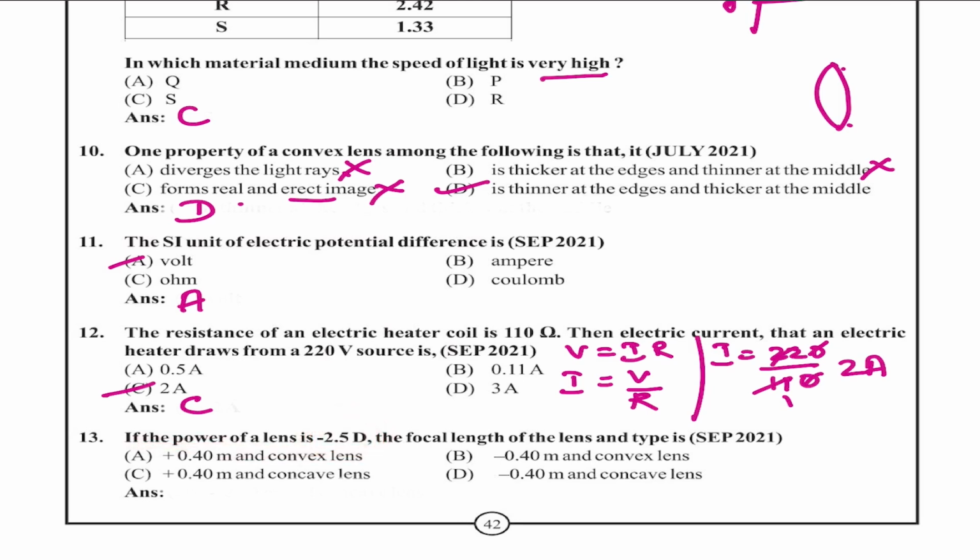If the power of a lens is minus 2.5 D, the focal length of the lens and the type is. They have given the power. We have to find the focal length, and we should also find out what type of lens it is. So, seeing the power of the lens to be negative, it is very clear that it is a concave lens.